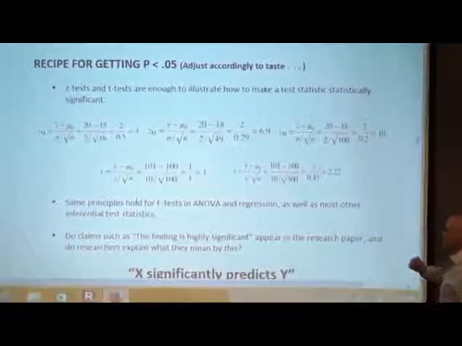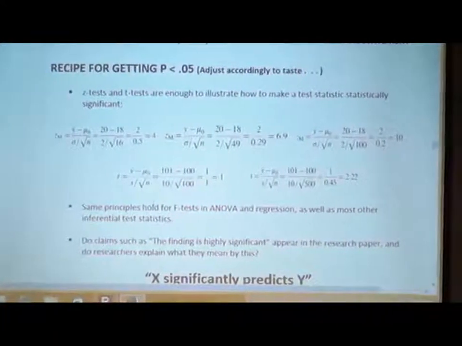This is just a few examples put up here. Well, there's a z-test for means. So we've got our sample mean up here.